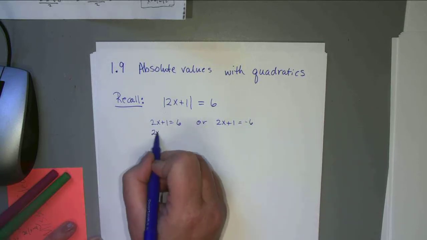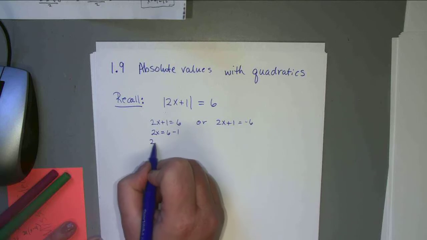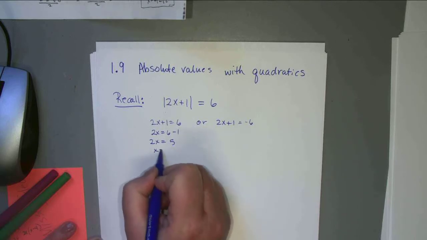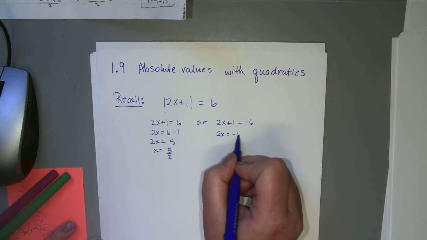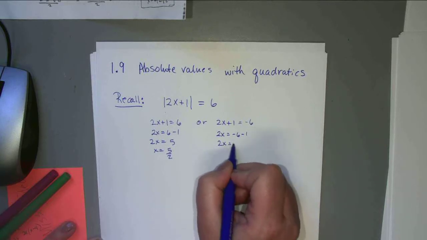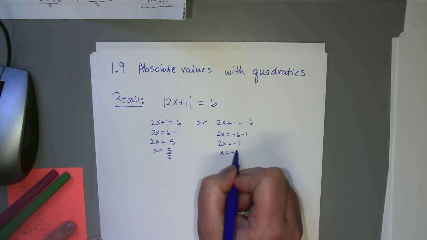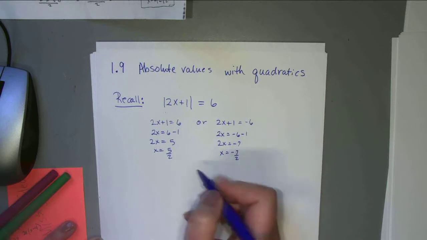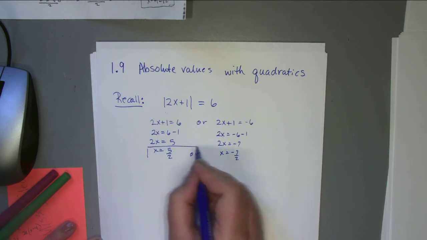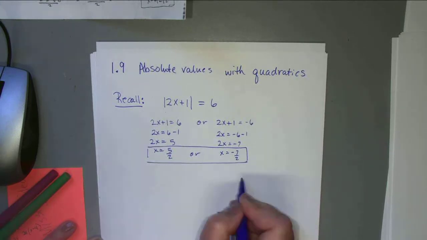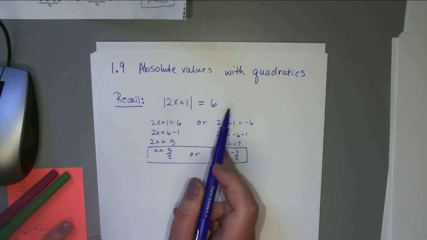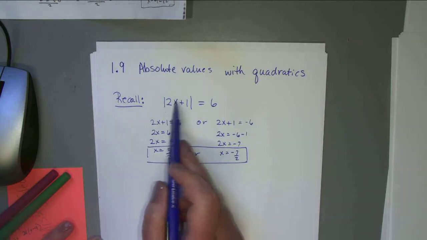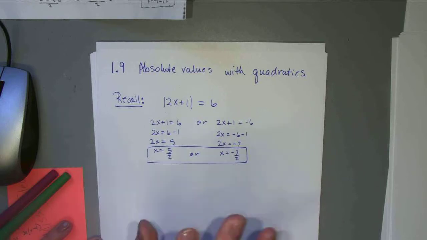So 2x equals 6 minus 1, so 5 over 2 works, or minus 7 over 2 works. So we would say that our solution is either of these two numbers. When we plug those in, this one will give us a positive 6, which is 6. This will give us a negative 6 in the bracket, which is also 6. So that's how we would do that.